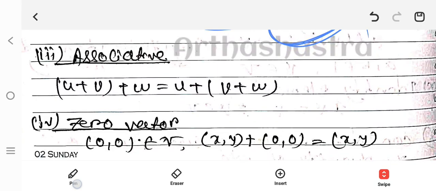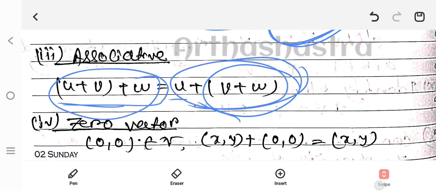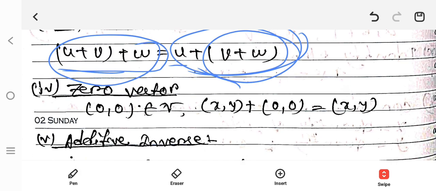And for the associative property, we can write in brackets (u plus v) plus w, which is equal to u plus in brackets (v plus w). So the grouping of economic data does not affect our total production, right? So the associative property holds here also.